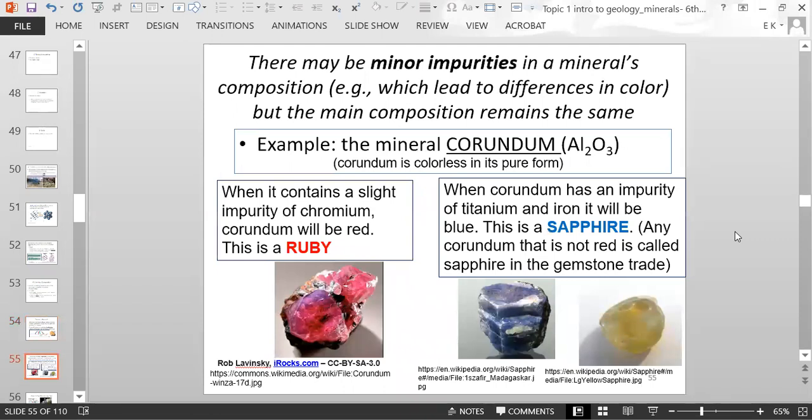There may be minor impurities in a mineral's composition though, and this leads, for example, to differences in color, but the main composition will remain the same. So for example, you have the mineral called corundum, which is Al2O3. Corundum is a colorless mineral. In its pure form, it does not have a color, it's see-through. When corundum contains a slight impurity of chromium, then it turns into a red mineral, and that's called ruby. So ruby is a red variety of corundum, which is normally colorless in the pure form.